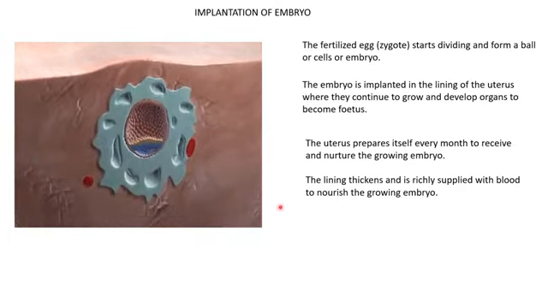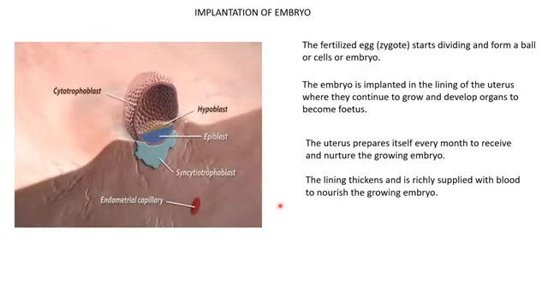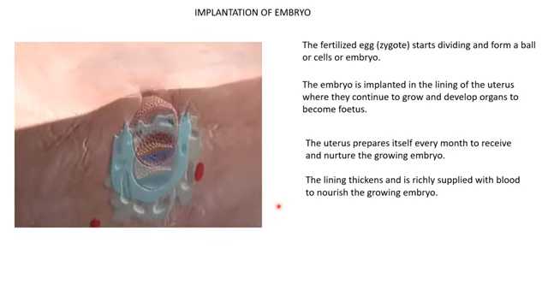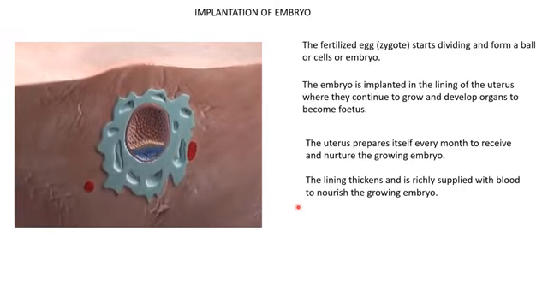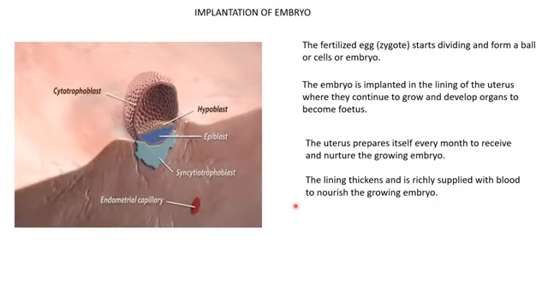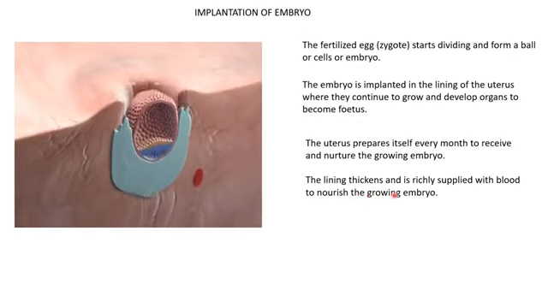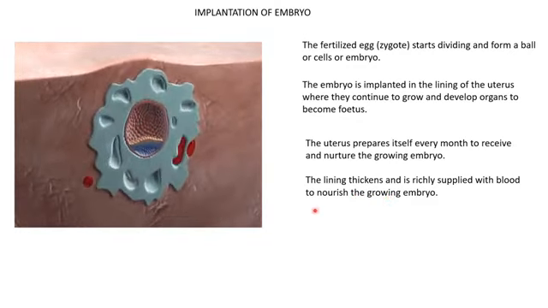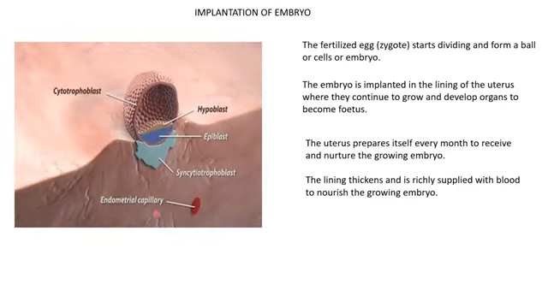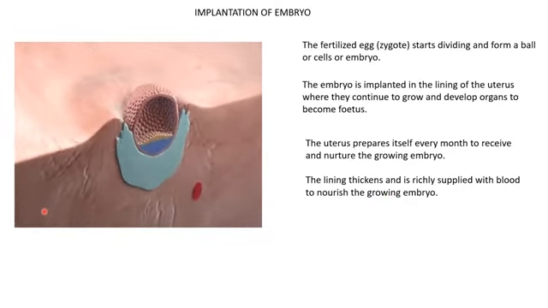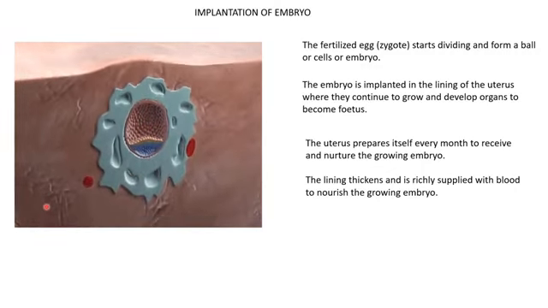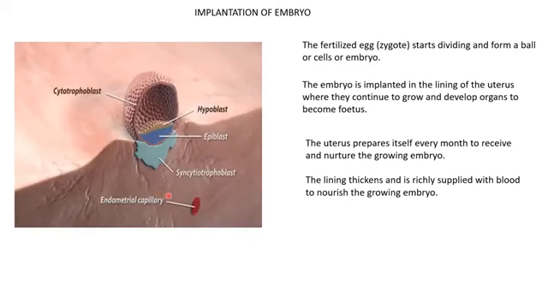As we have seen in the earlier section, the mother's body is designed to undertake the development of the child, hence the uterus prepares itself every month to receive and nurture the growing embryo. The lining gets thickened and is richly supplied with blood to nourish the growing embryo. Now this animation shows how the blastocyst, that is the embryo, implants in the wall of the uterus.